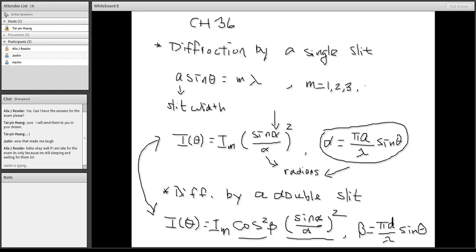Again, this beta will be in radians. So when you key into your calculator to calculate cosine beta, you want to make sure it's the same whether you calculate in degree mode or radian mode. And then there's also diffraction where light goes through a circular aperture.